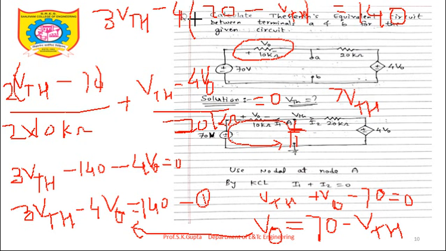Okay. Minus 280 will go to that side, so it becomes plus 280. So 140 plus 280, 420. So VTH is 420 divided by 7. So VTH comes out as 60 volt. And this is the correct answer. VTH equal to 60 volt.